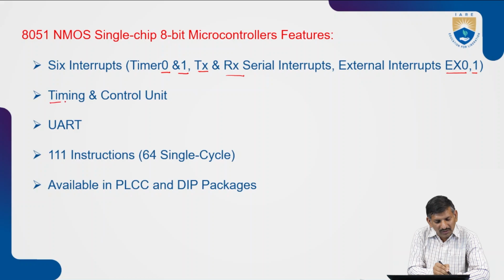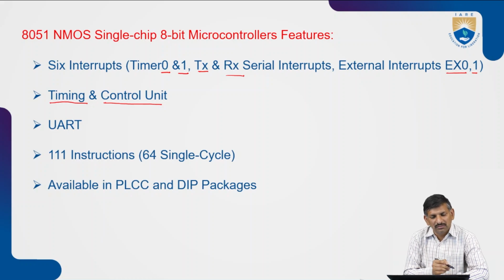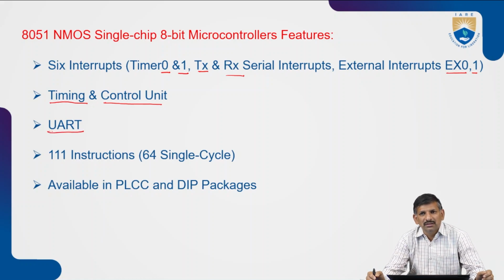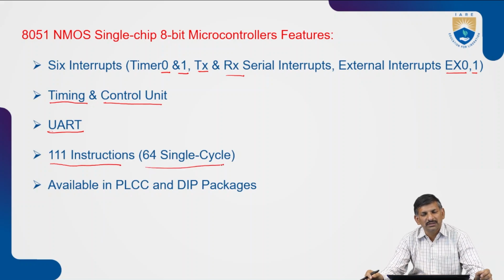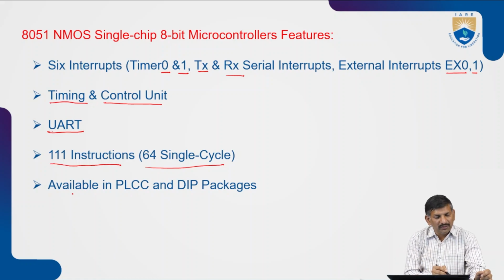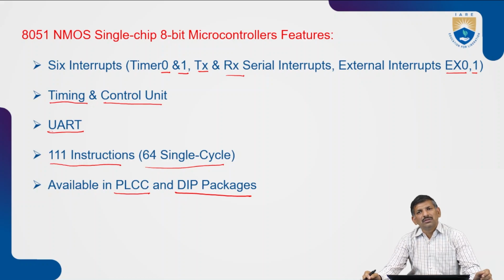And it contains a timing unit for doing the timing related operations, for synchronizing with other tasks. And it contains a control unit for doing the control operations. It contains an on-chip universal asynchronous receiver and transmitter for sharing the information from this 8051 to the external peripherals. And it contains 111 instructions, 64 of them single cycle instructions. This 8051 IC is physically available in dual inline packages and PLCC packages. So these are the features of the 8051 microcontroller.